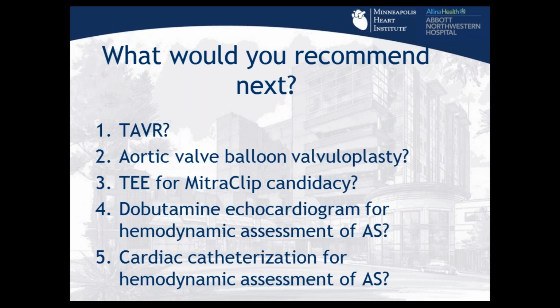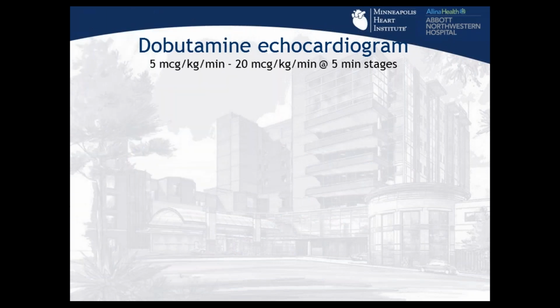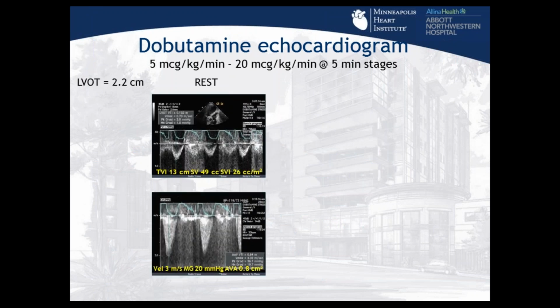I'm going to keep going. We decided to do a dobutamine echo. We believe, at this point, that we don't have enough data to say this is severe AS. Again, he has a low ejection fraction and discrepant hemodynamics. This is his resting data: LVOT 2.2, and remember this doesn't change with stress. Stroke volume at rest is 49, stroke volume index 26 ml per meter squared. Mean gradient is 20 and valve area is 0.8.